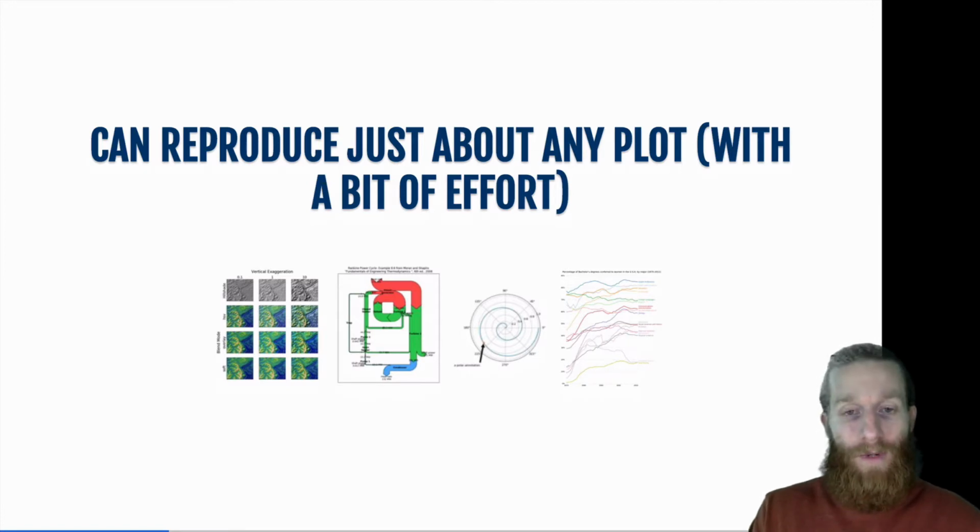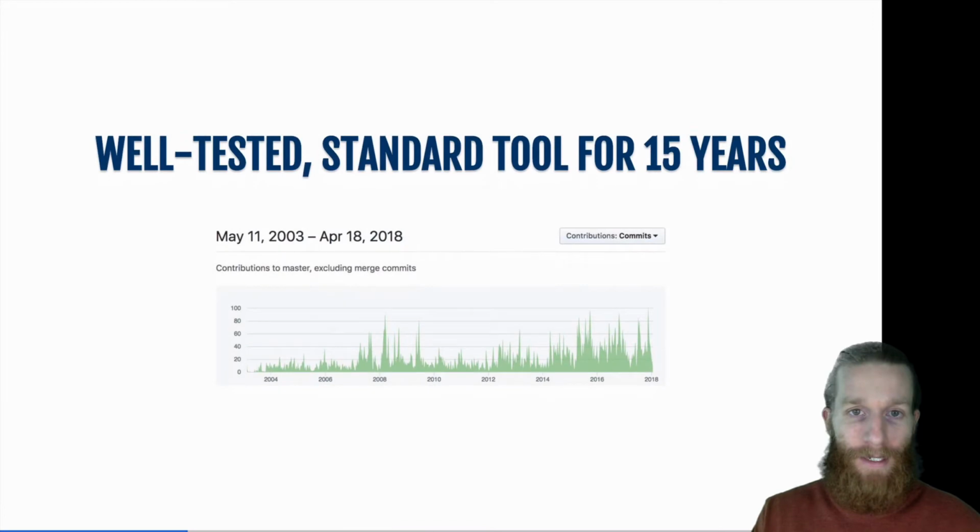And for a while it was the only tool, and it has been the standard tool for a long time. Since 2003, this has been the go-to Python plotting tool. It's well tested. It's a standard tool. Okay, so we're going to talk about Altair, but what doesn't Matplotlib give us? Why might we want to move on from Matplotlib?